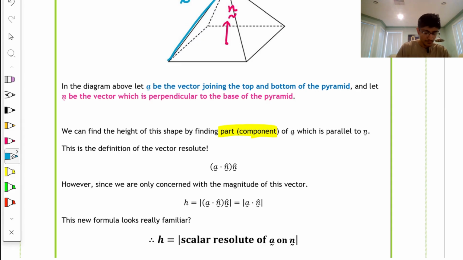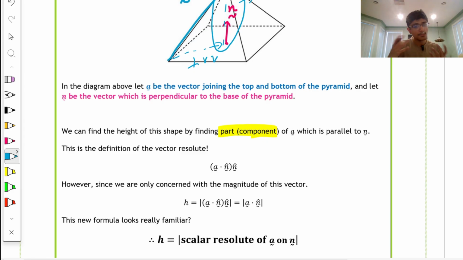Because you might remember, you can break a vector into its components, right? You can break it into a parallel component. This is what we call our parallel vector resolute. Or we can break it into a perpendicular component, and that is what we call a perpendicular vector resolute. And when you add your perpendicular vector resolute to your parallel vector resolute, you actually get the original vector. So our goal here is to find, okay, what's the length of this parallel vector resolute, this parallel part?